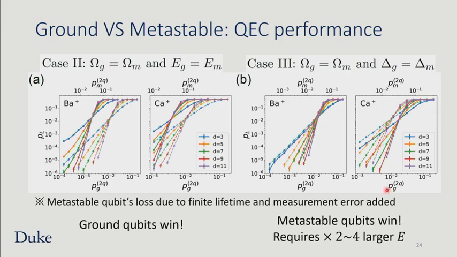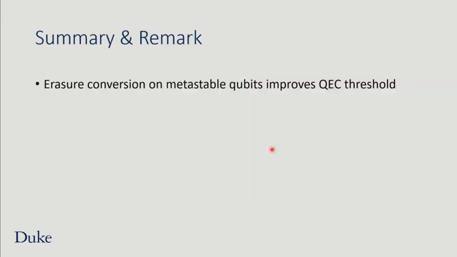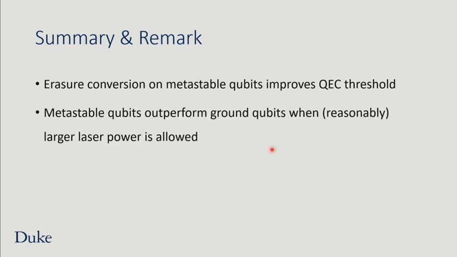So metastable qubits win in this case, with a caveat that it might require 2 to 4 times larger electric field strength. And probably the reality is somewhere in between. It depends on the material you're using. So yeah, I'll leave that to the experimentalists. So, summary and remark here. Erasure conversion on metastable qubits improved the QEC threshold. And metastable qubits should outperform ground qubits when larger laser power is allowed, which we find to be a reasonable assumption.